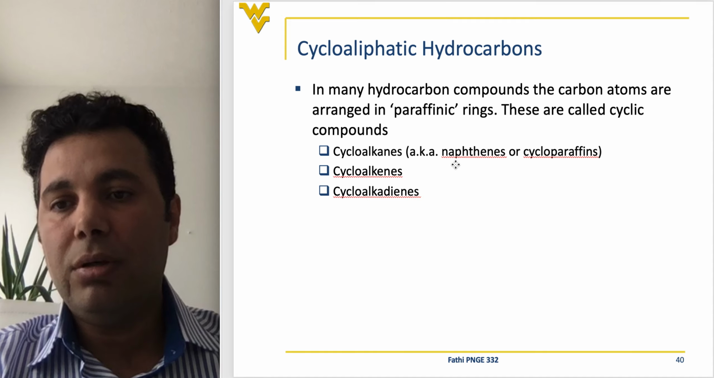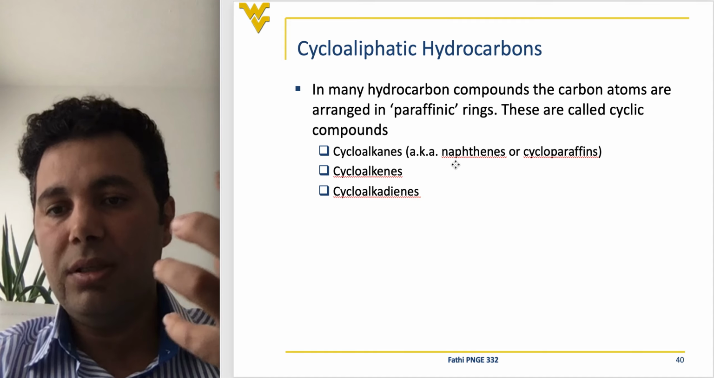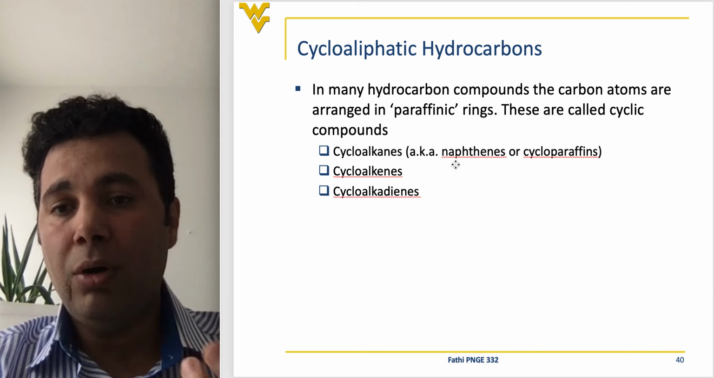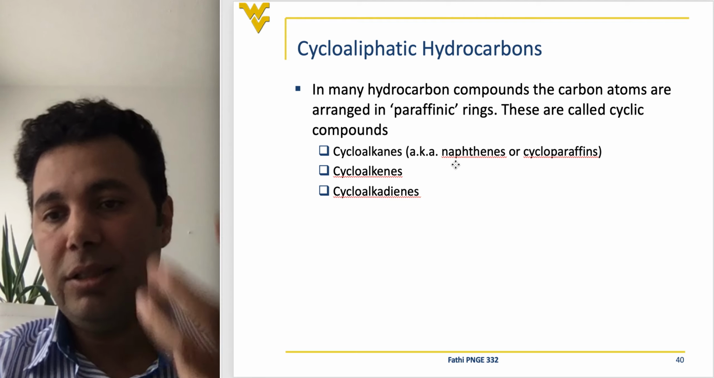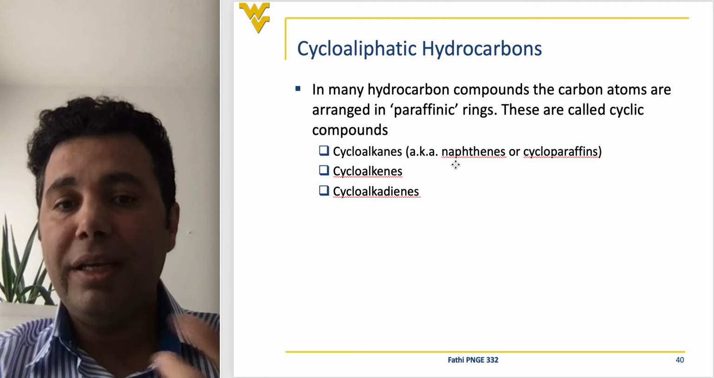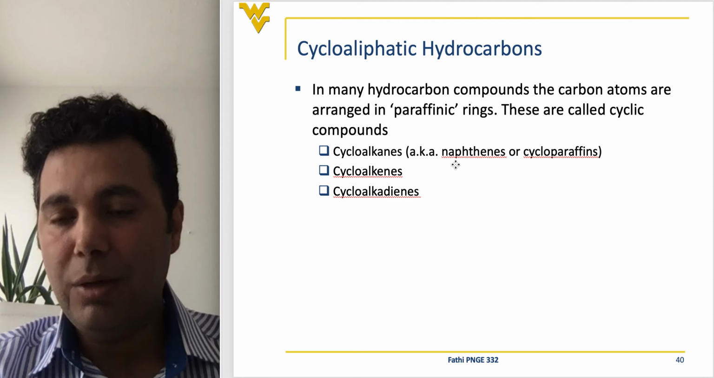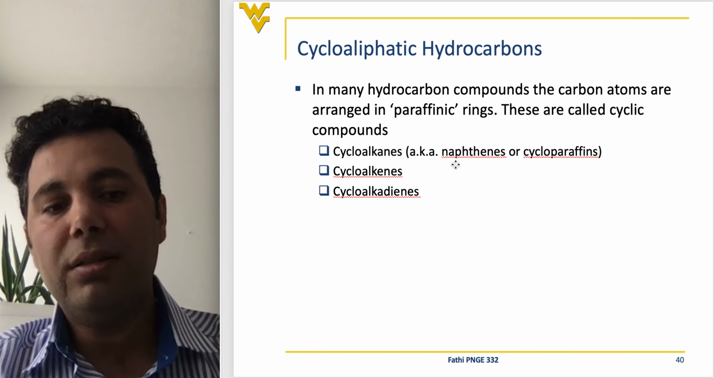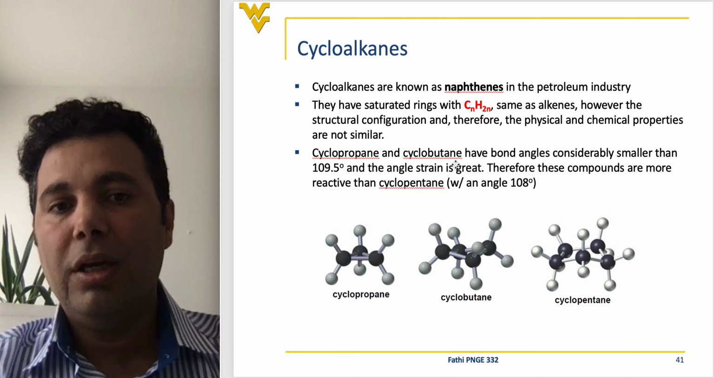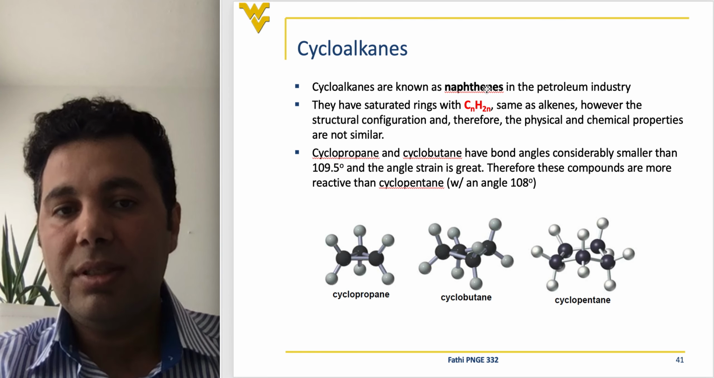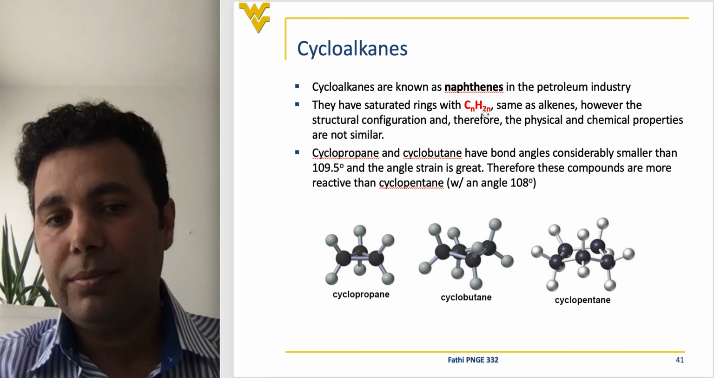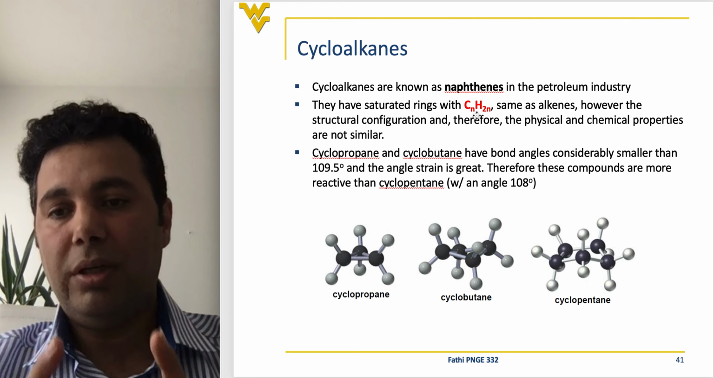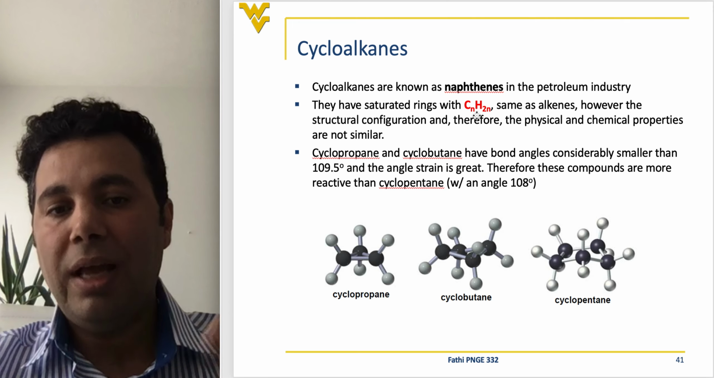Cycloalkanes are basically all single bonds, but in the form of a cyclic structure. Cycloalkenes will have a double bond, but again in a cyclic structure. Cycloalkadienes will have two double bonds, but in a cyclic structure. So this is another homologous series that we are going to look at. The general formula for cycloalkanes is CnH2n. As I said, these are structures which show a cyclic structure, and they all have single bonds.